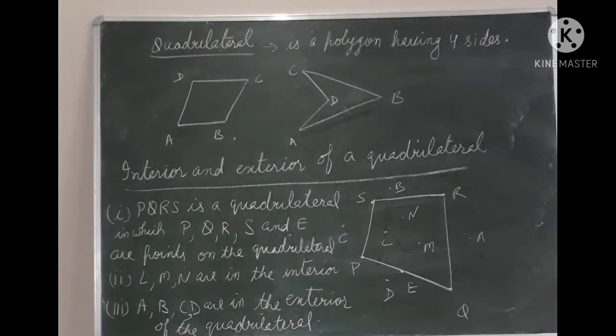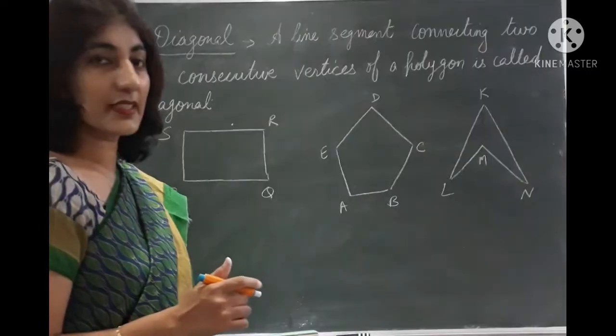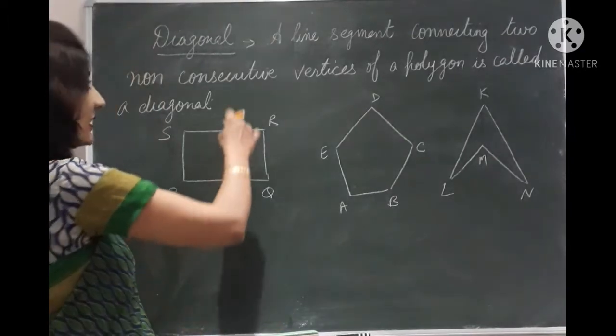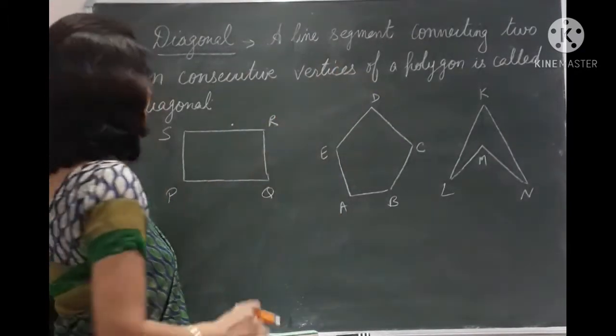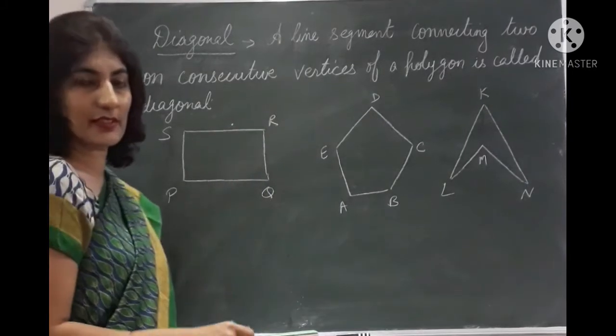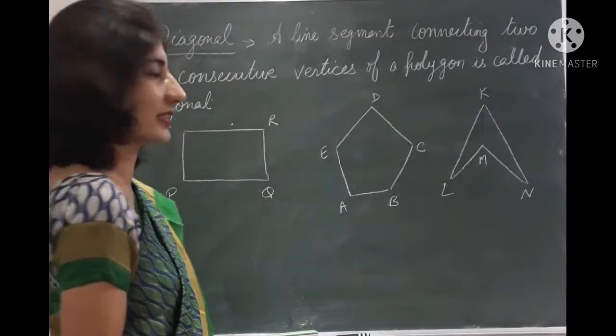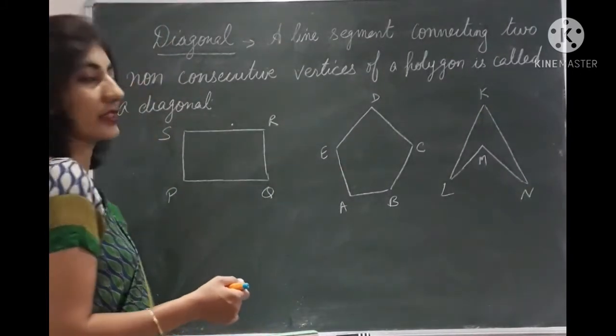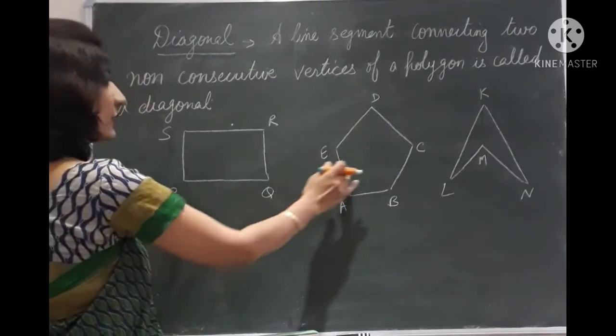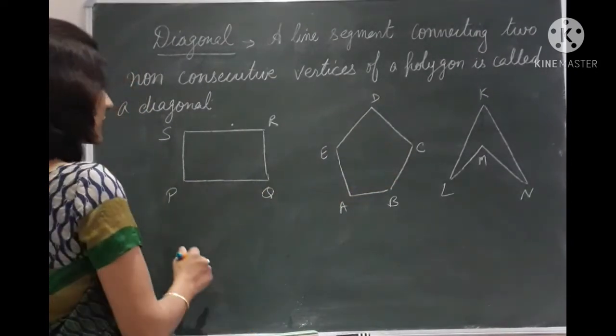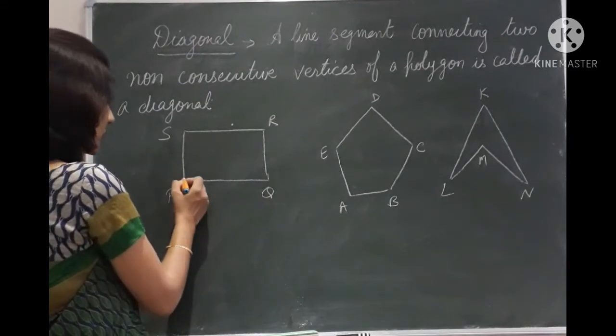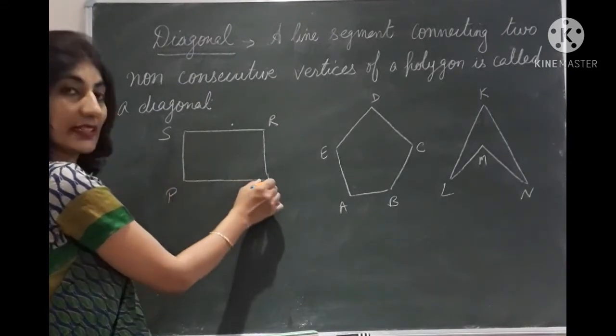Next we should know what is a diagonal. A diagonal is a line segment connecting two non-consecutive vertices. Non-consecutive, or you can say non-adjacent, vertices of a polygon is called a diagonal. See here I have drawn three different polygons. So non-consecutive, non-adjacent vertices means this P and Q, if I join I will get a side.